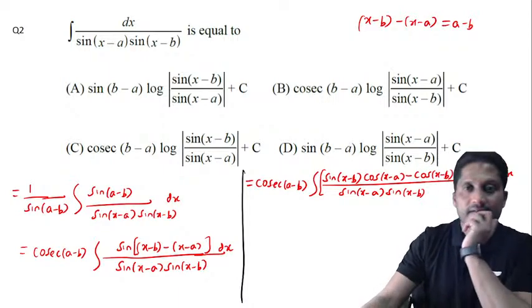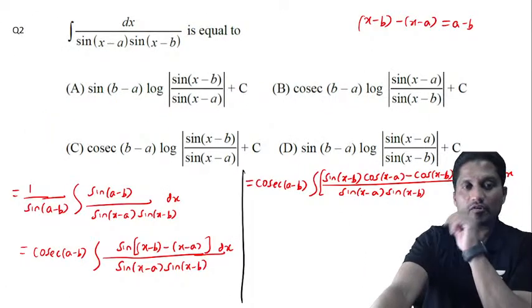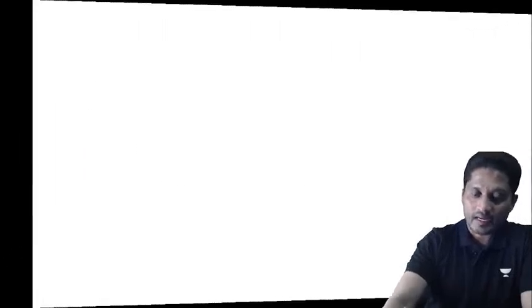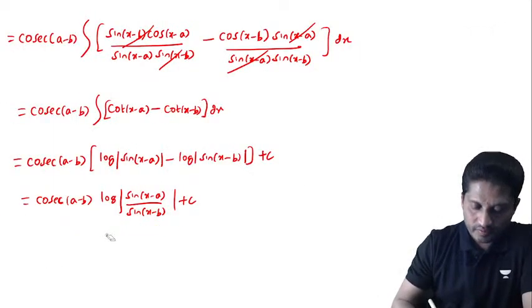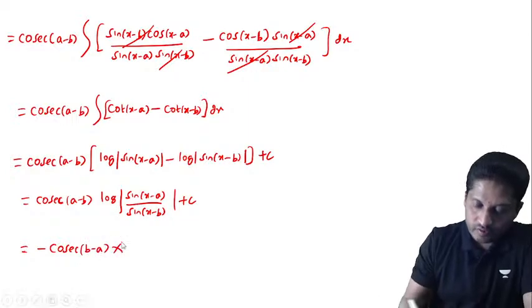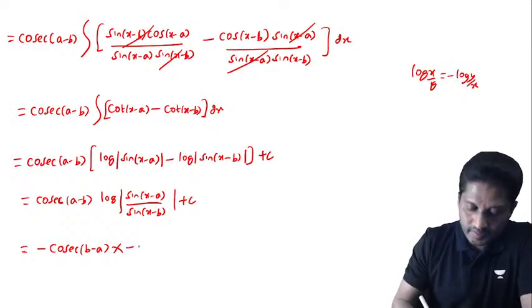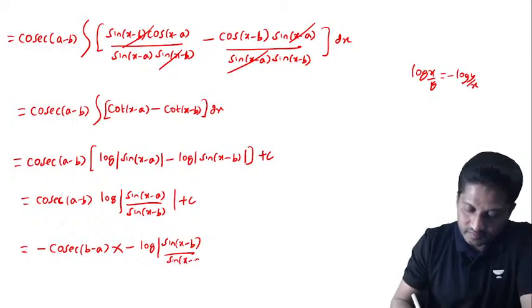Alright, now in all the options it is given cosec of b minus a, and I am getting cosec of a minus b, right? I can simplify and bring it to that form. Listen, take minus common: cosec of a minus b becomes minus cosec of b minus a, into, when you have log of x by y, this is minus log of y by x. If I reverse this, it is minus log of sin of x minus b divided by sin of x minus a, plus c.